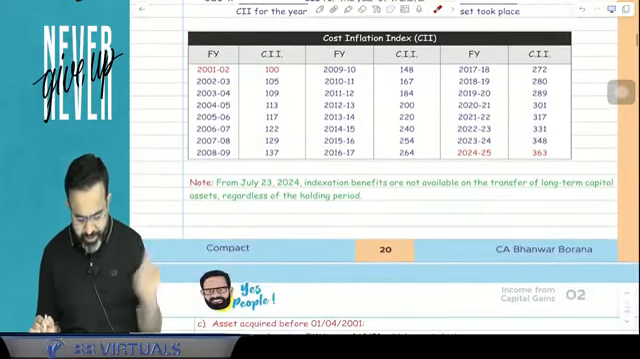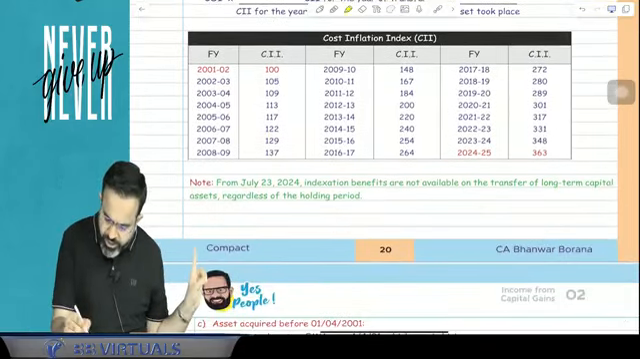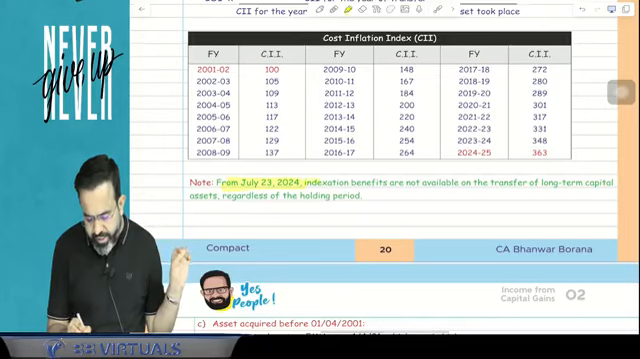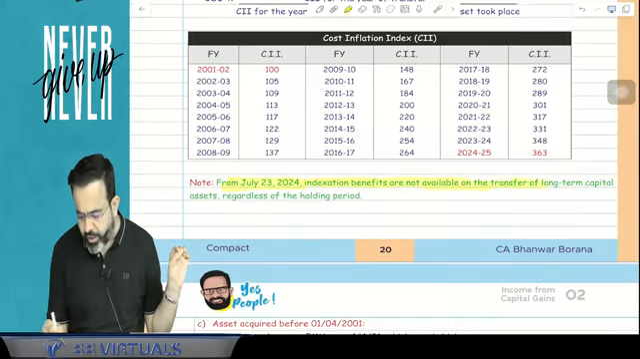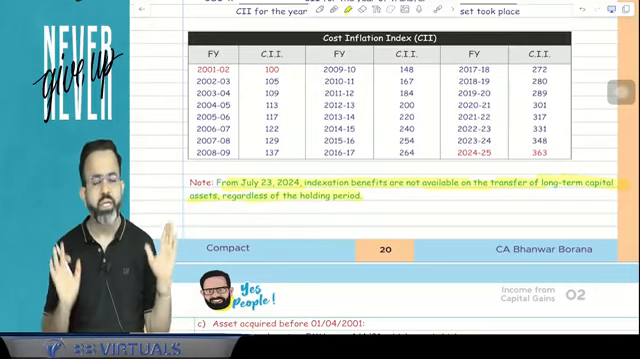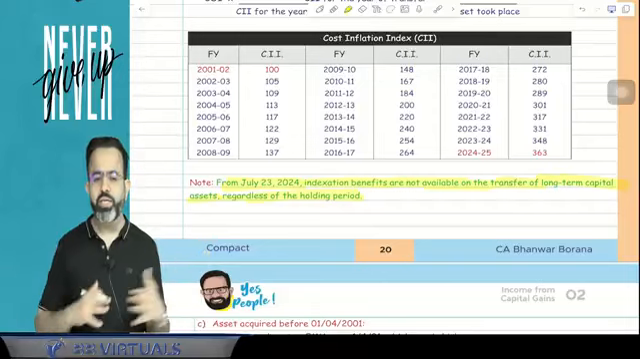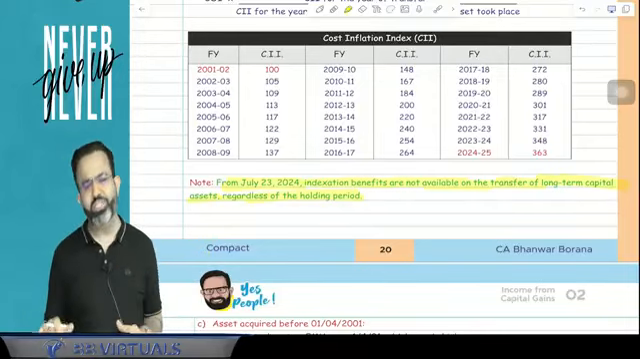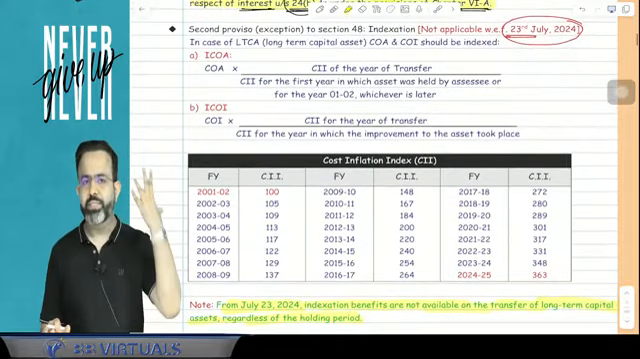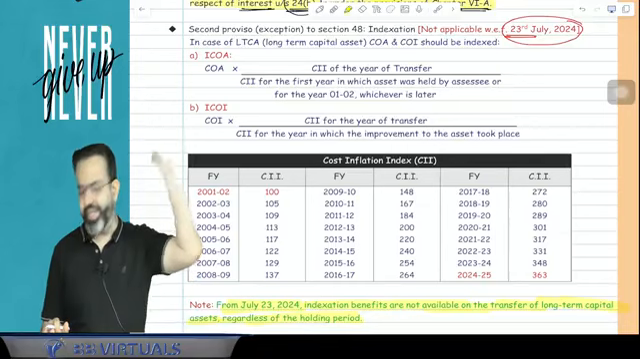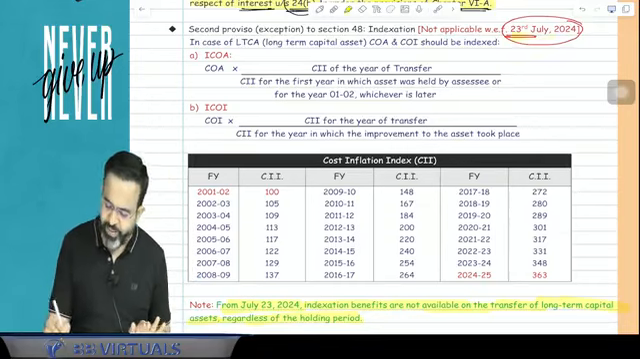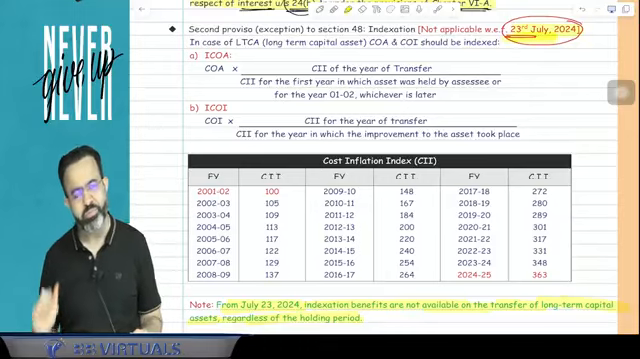So here I have written, from July 23rd, 2024, if an asset is transferred after this date, the indexation benefit is not available on the transfer of a long-term capital asset regardless of the holding period. So whatever your holding period, even if that asset was acquired 10 years, 5 years, 6 years ago, indexation is still not available. So now indexation has gone away. Indexation is not applicable from 23rd of July 2024.